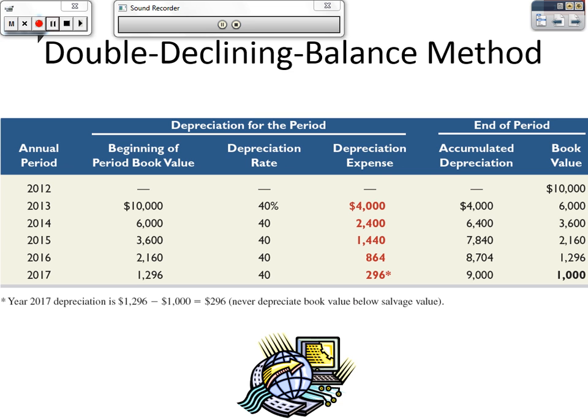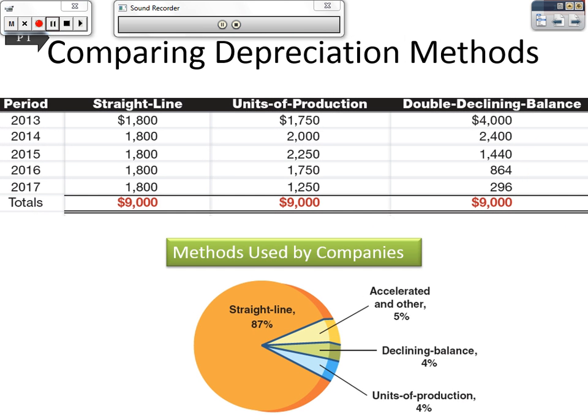So in this case, it was only worth $1,296. Salvage value is 1,000, and last year we cannot depreciate. Why do people use double declining? They're probably cheating the government. No, we never. It doesn't matter to the government what method you use. They don't care about that.